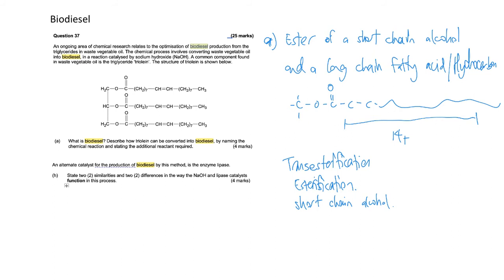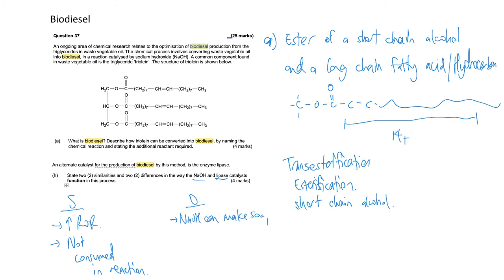An alternative catalyst for the production of biodiesel by this method is the enzyme lipase. State two similarities and two differences in the way that NaOH and the lipase catalyst function in the process. So two similarities would be something like they both increase the rate of reaction and that they are both not consumed in the reaction. Two differences would be something like that NaOH can make soap, lipase will not.